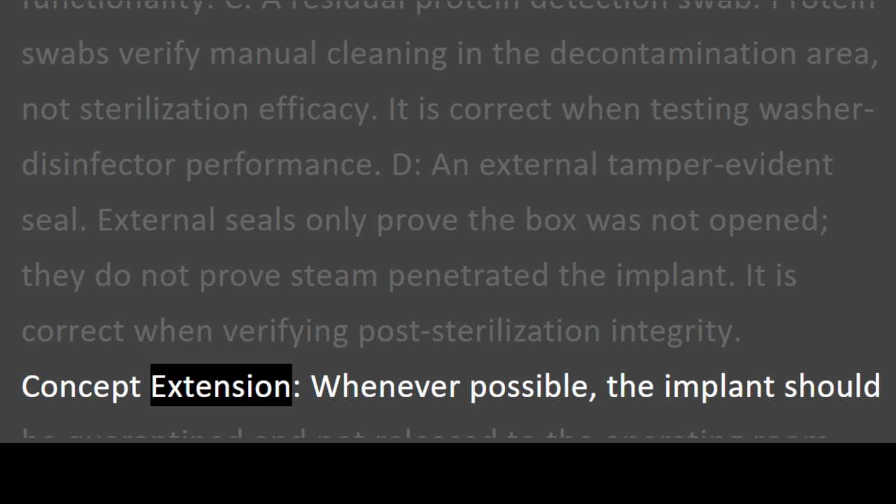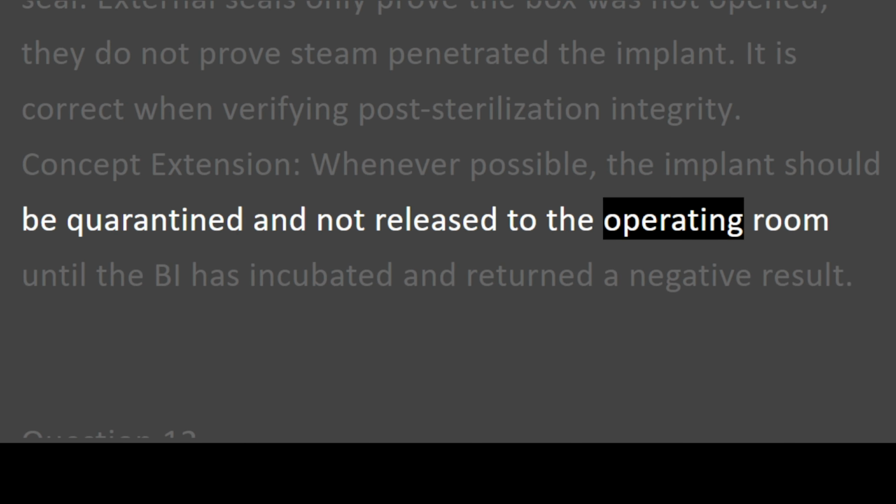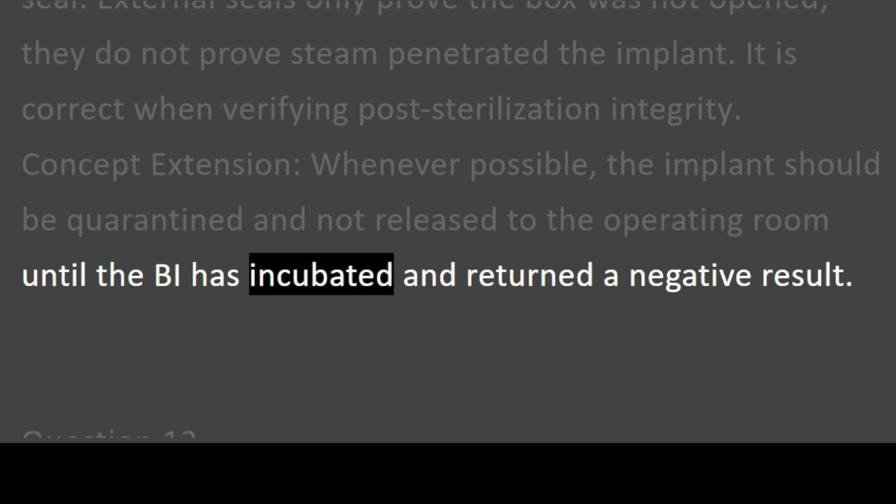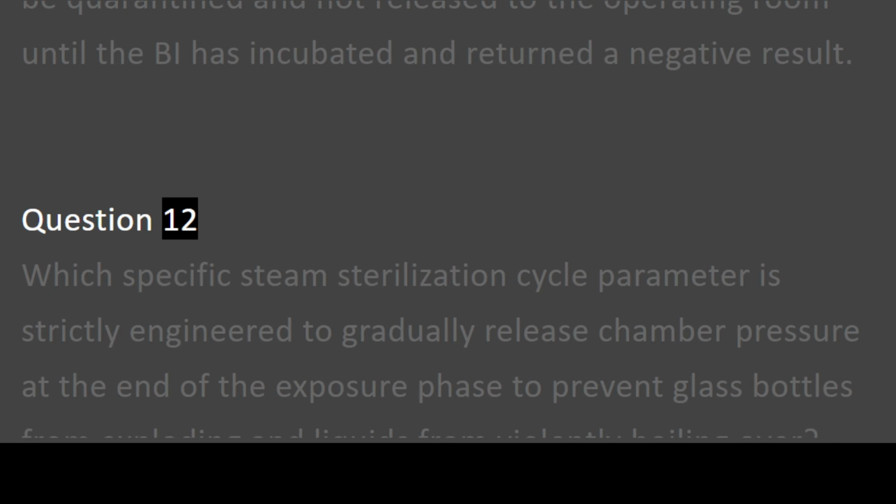Concept extension. Whenever possible, the implant should be quarantined and not released to the operating room until the BI has incubated and returned a negative result. Question 12.